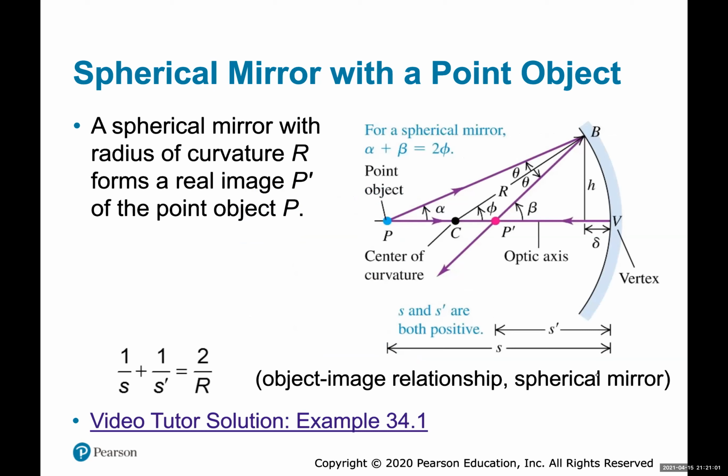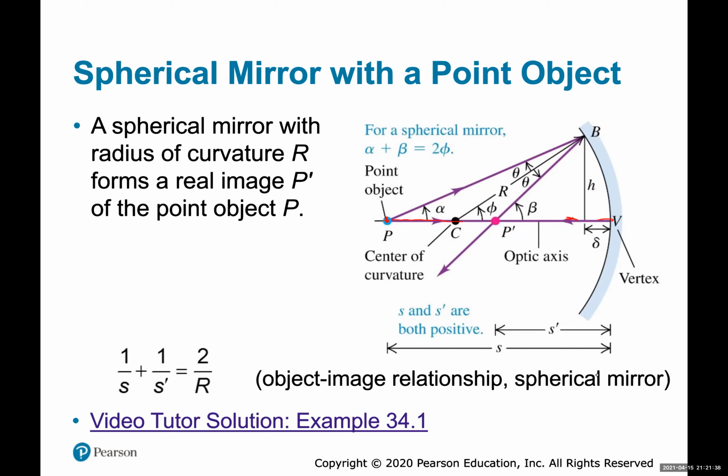The object exists at point P. The image of that object follows the law of reflection. A ray that leaves the point object at P along the optical axis hits the mirror and reflects back the other way. That's perpendicular incidence.